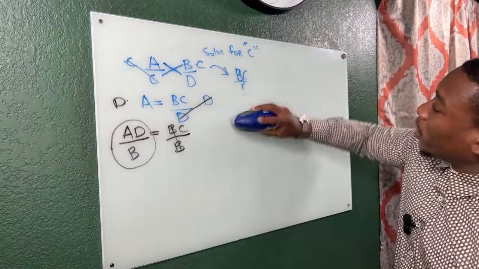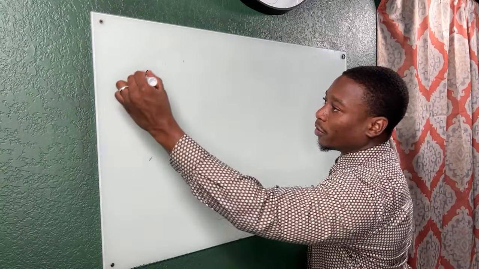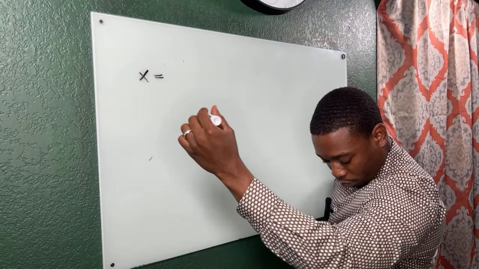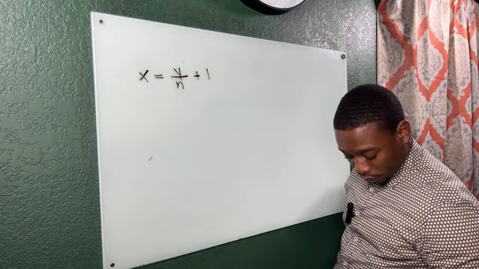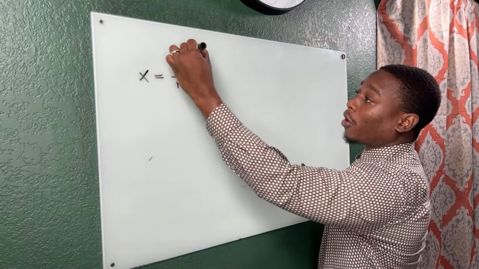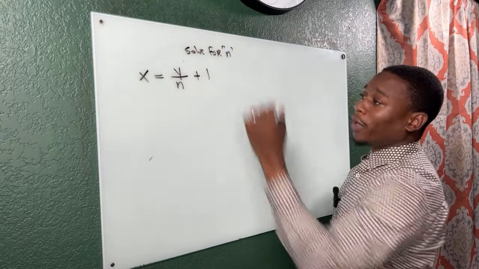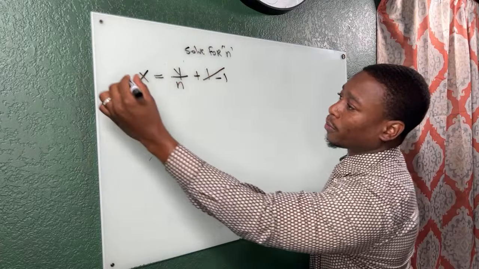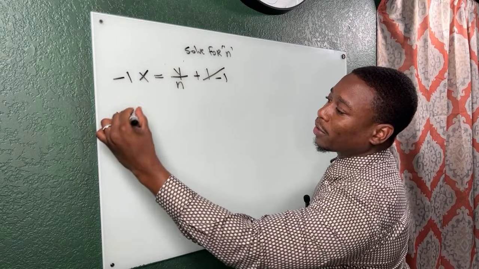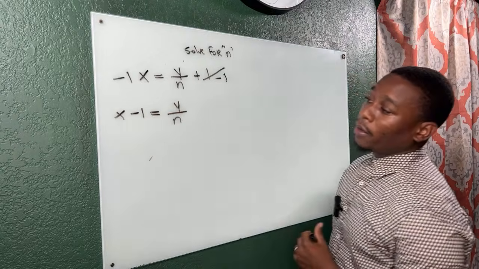All right. So this is the first literal equation, right? The second one, this is what they give us. x is equal to y over n plus 1. They told us to solve for n. So family, let's just subtract 1. When I subtract 1, I have x minus 1 is equal to y over n, right?